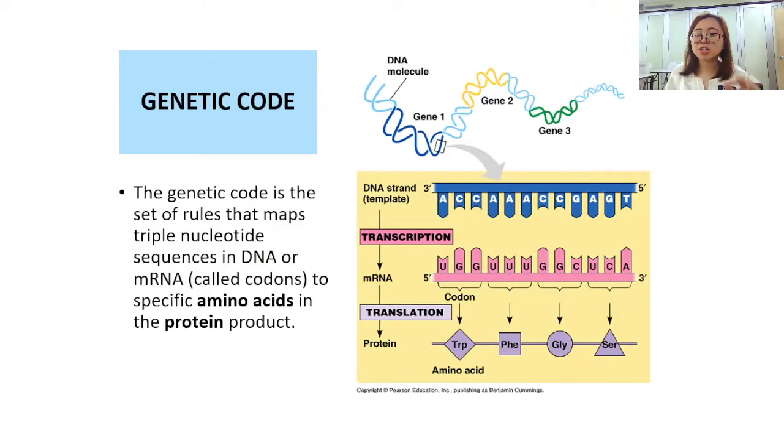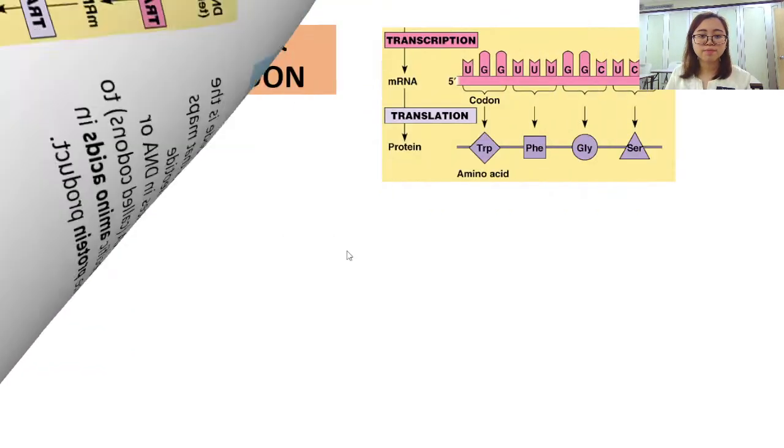Now we talked about genetic code. So when we say genetic code, what do we mean? Genetic code is the set of rules that maps triple nucleotide sequences in DNA or mRNA codons to specific amino acids in the protein product. Genetic code is basically how to read your DNA. It's the rules on how to read your DNA. So your DNA must be read in threes, and your mRNAs are also read in threes.